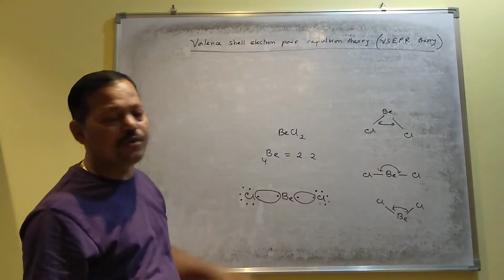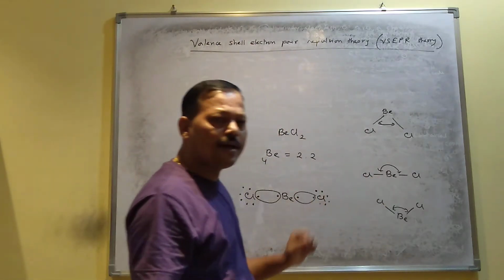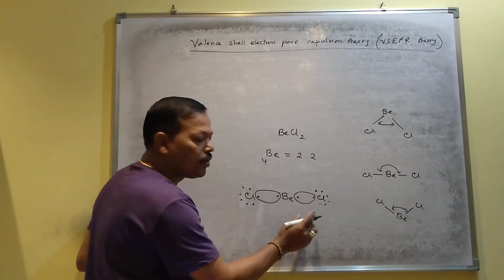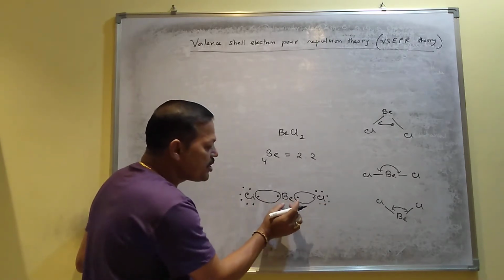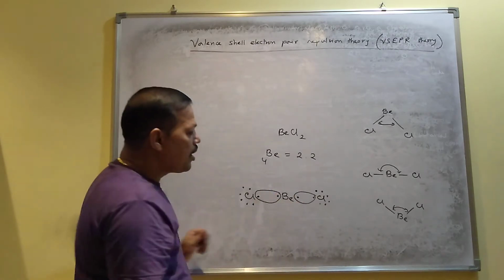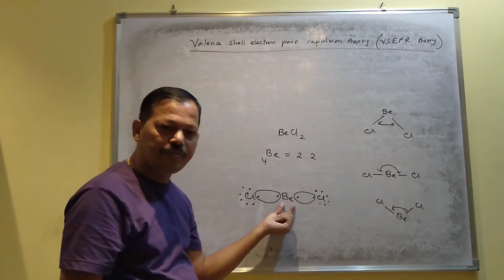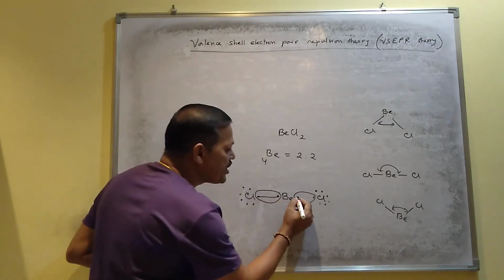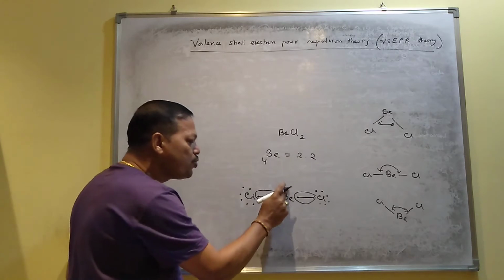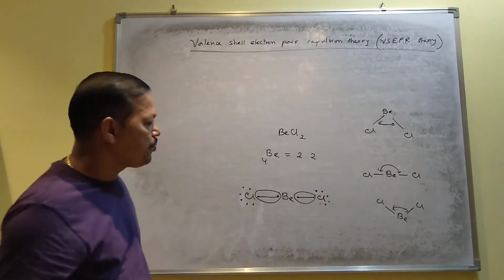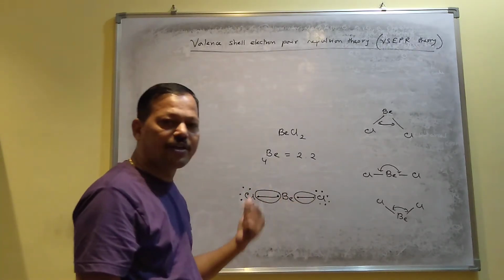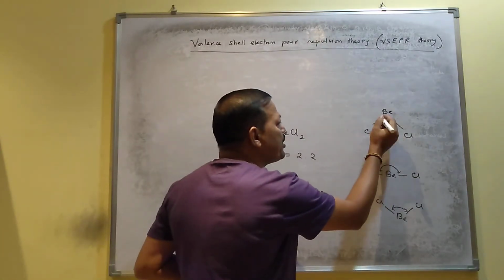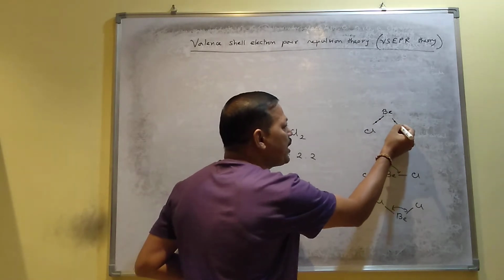So what about this theory? In beryllium, you always look at the central atom. There is no need to see the surrounding atoms. First you look at the central atom. Our central atom is beryllium, and on this side there is one bonding electron pair, and on this side one bonding electron pair, and there is no lone pair inside beryllium. These are called bond pair electrons. So when you draw the structure like this, these are your bond pair electrons.